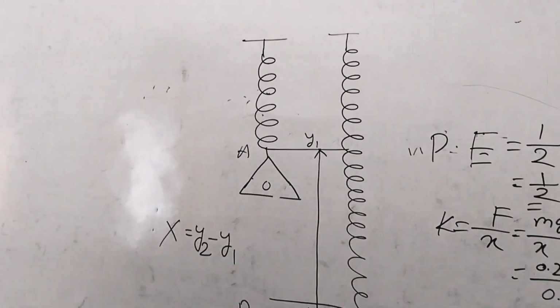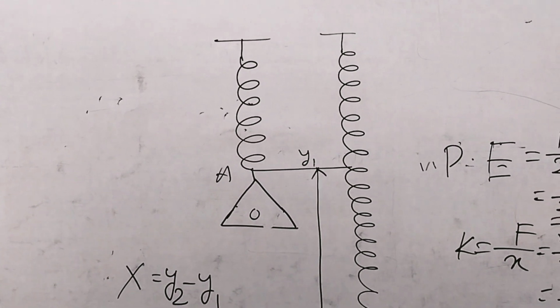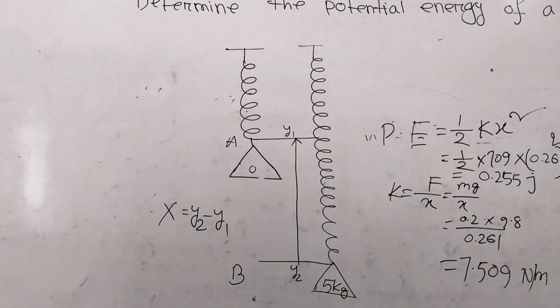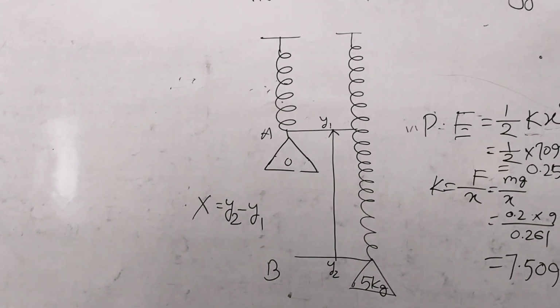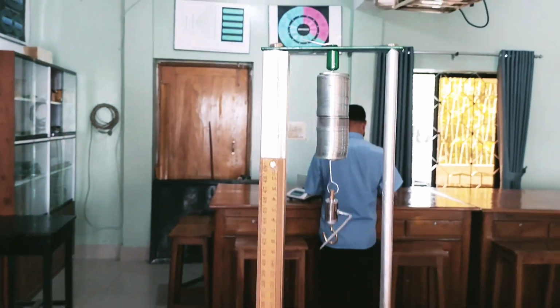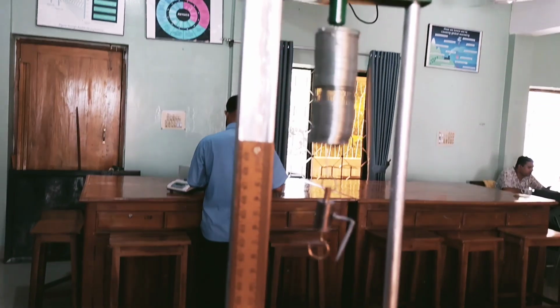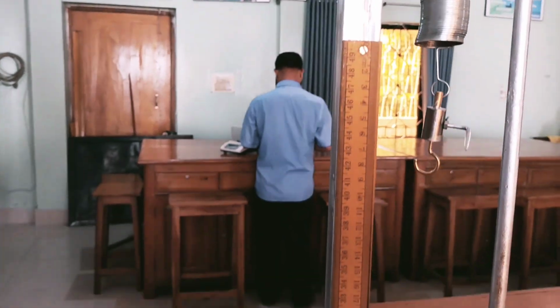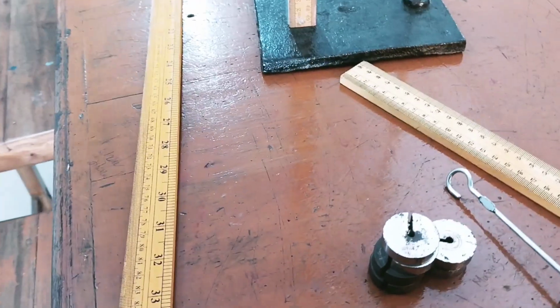Here a figure is given. So initial length, that is y1, then after adding load, length changes to y2, so x equals y2 minus y1. Apparatus of this experiment: we need a spring, a stand, and a clamp with a meter rule, and load.